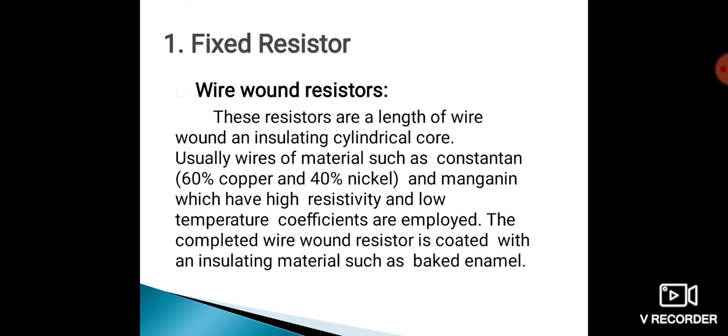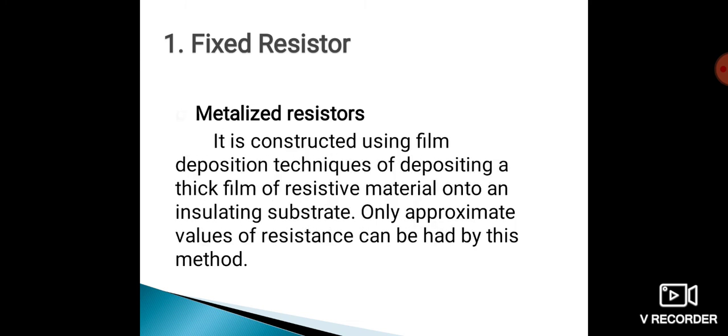The complete wire wound resistor is coated with an insulating material such as baked enamel. After completing the construction, that wire is wound over the insulating material, and that complete construction is coated with the insulating material known as baked enamel. So this was about the wire wound resistor.